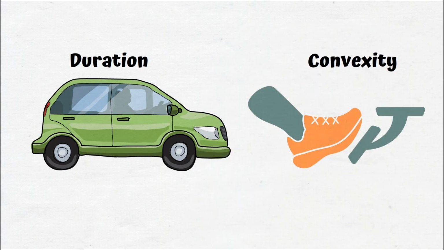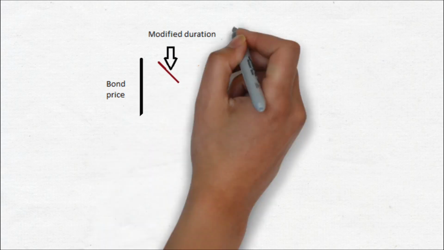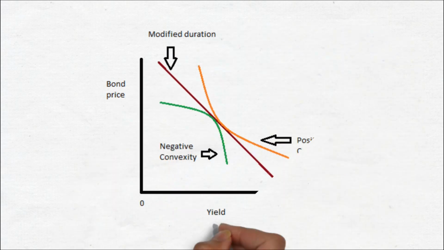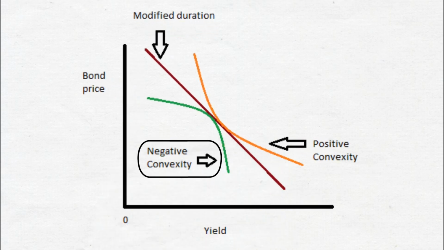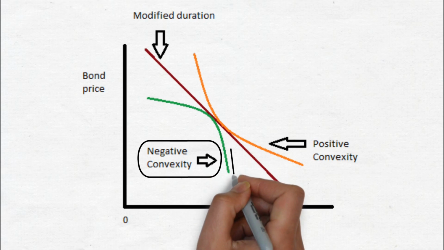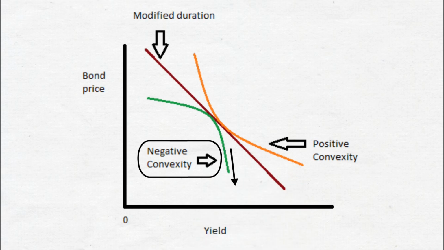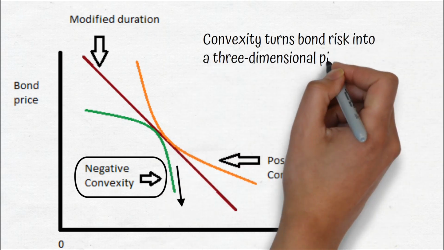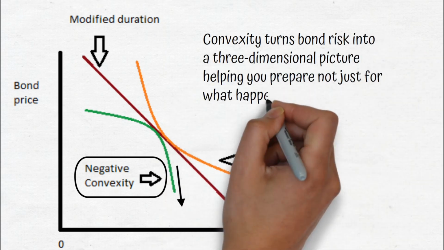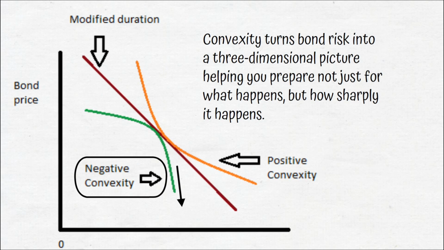In volatile markets, convexity is a buffer. Investors often accept slightly lower yields in exchange for better convexity. And like duration, convexity can also be negative. This happens in mortgage-backed securities when prepayments spike as rates drop. That optionality cuts upside, reducing price gains even as rates fall. Convexity turns bond risk into a three-dimensional picture, helping you prepare not just for what happens, but how sharply it happens.